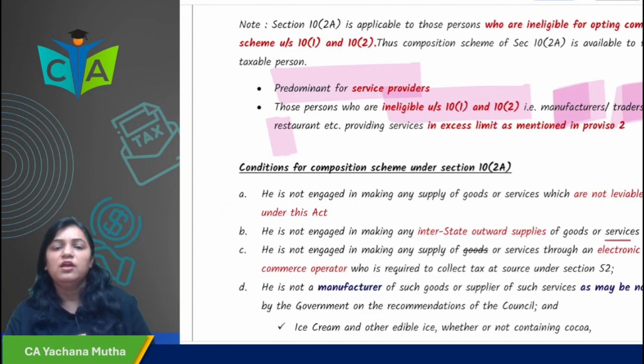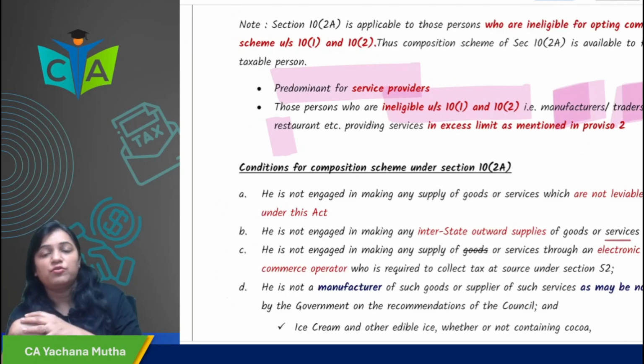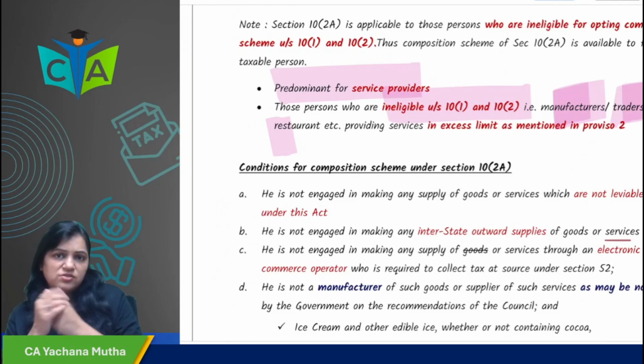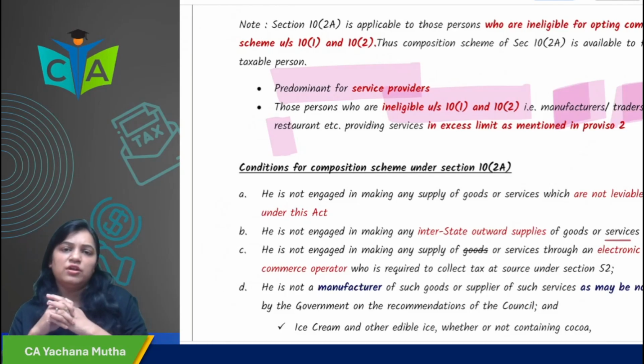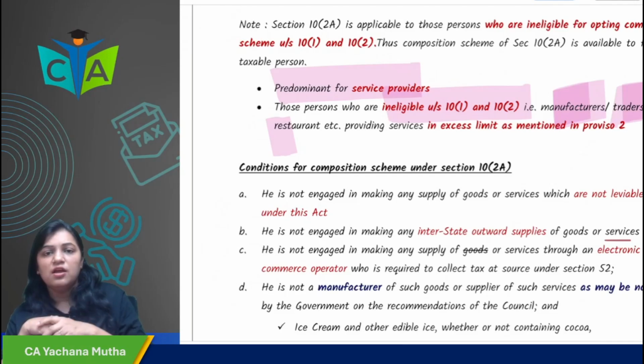So, if you are providing services in excess of that 10% of turnover in the state or union territory, or 5 lakh, whichever is higher, in that case the 10(1) scheme is not allowed. Then you can come here. You are providing more services, so you can take the benefit in this 10(2)(a).